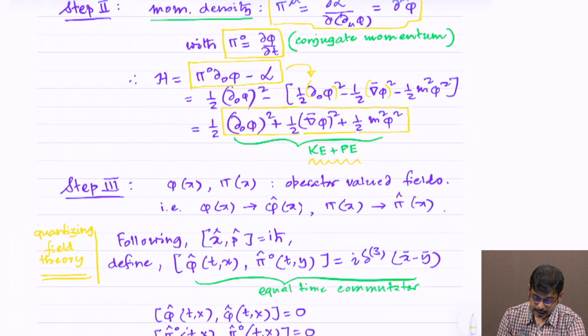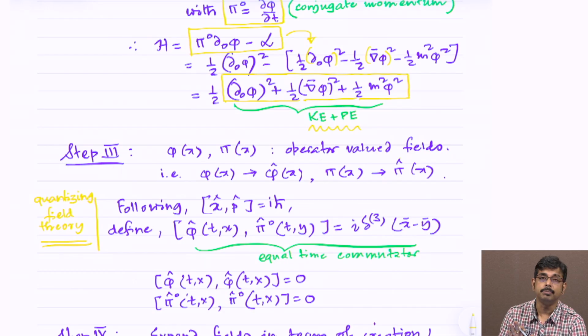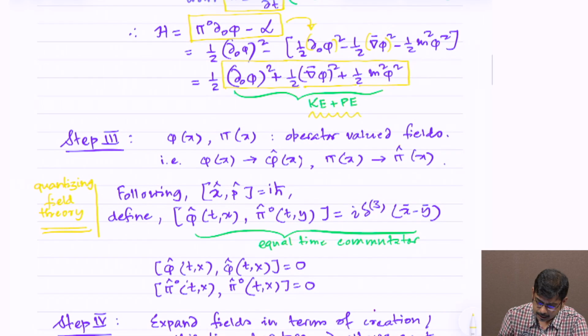Now, let us come to step 3. So, we have constructed the Hamiltonian. Now, step 3 is the main step where we assign the quantization on these fields, and we say that φ(x) and π(x) are no more plain fields, rather they have now become operators. I will call them φ hat(x) and π hat(x), and so these are operator-valued fields. That is precisely what I mean to say.